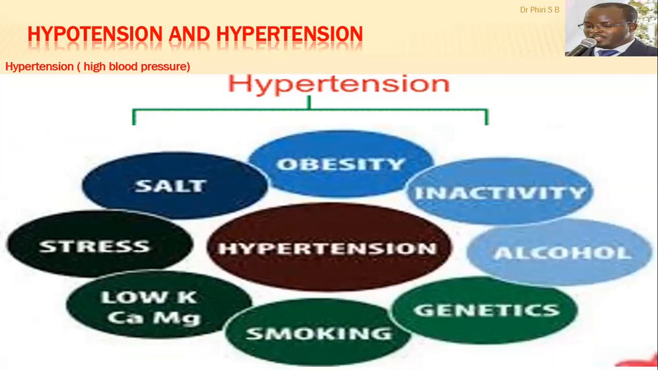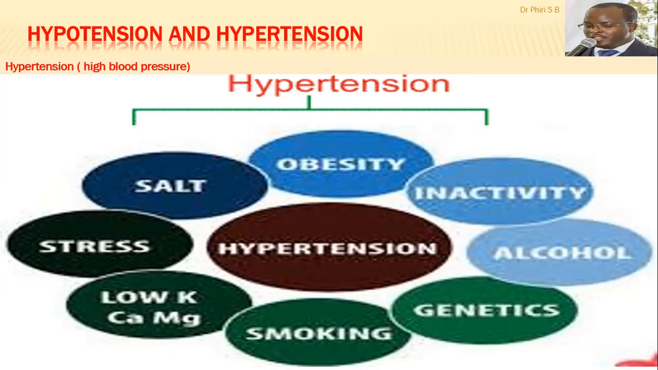Alcohol, drinking of alcohol. Genetics, you're talking of genes, certain families are just more prone to hypertension. You find that your father was hypertensive, your grandfather was hypertensive, you are also hypertensive. It's just in your genetic makeup. Smoking, there are certain components within the smoke that can result in hypertension. Remember, within the smoke, you have nicotine, and other factors that will have an effect on the cardiovascular system. Low potassium, calcium, magnesium levels, you'll be more prone to hypertension.